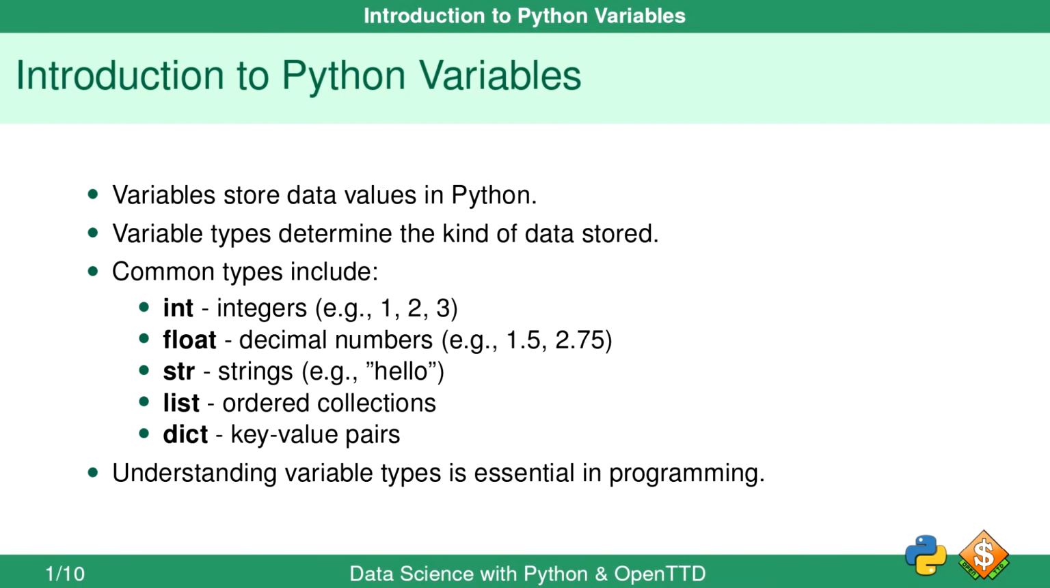Hello everyone! Today we will explore Python variables and their types. In Python, variables are like containers that store data values. The type of a variable determines the kind of data it holds.